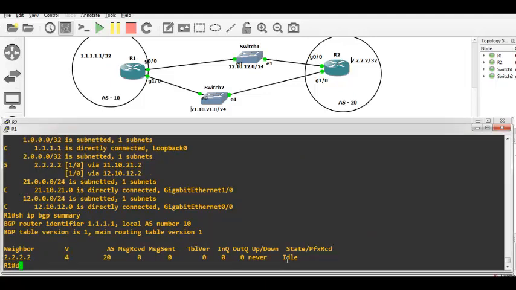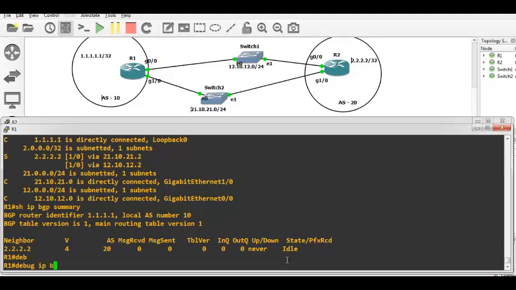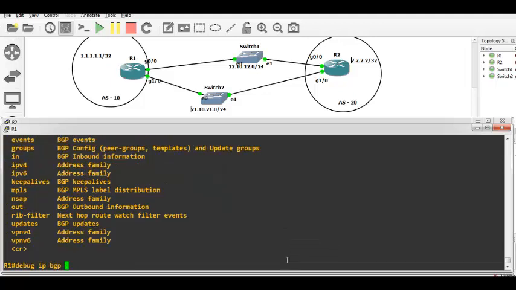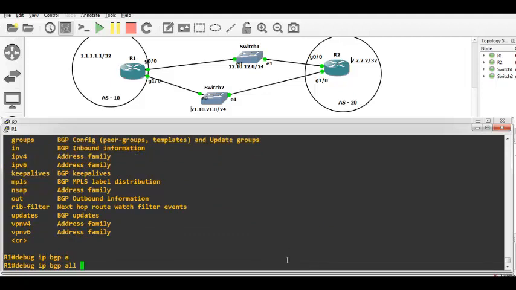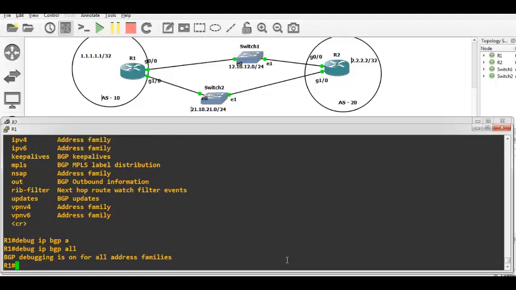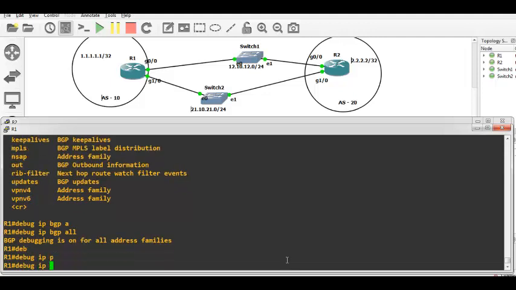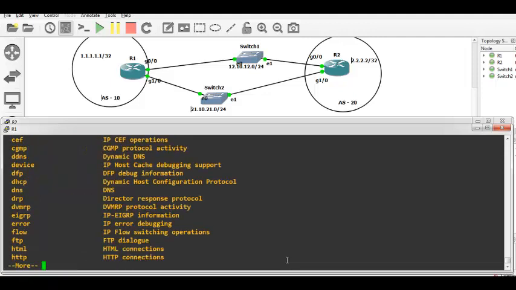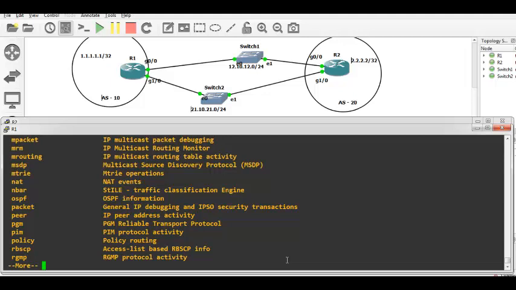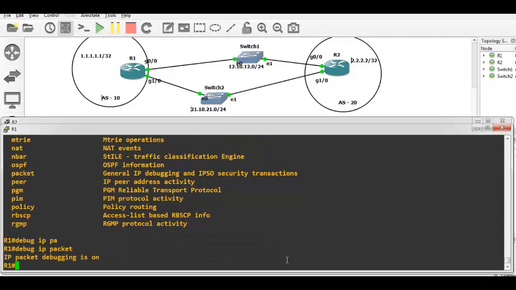Debug IP BGP packets. Debug IP BGP all. I have debug all. Nothing is coming, nothing is going. This is not giving anything, not taking anything. Okay. Let me also debug another packet. Debug IP TCP. Debug IP packets. No, I have enabled all IP related debugs. Nothing is coming.